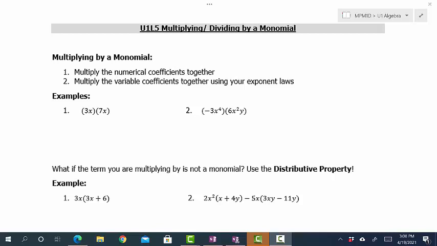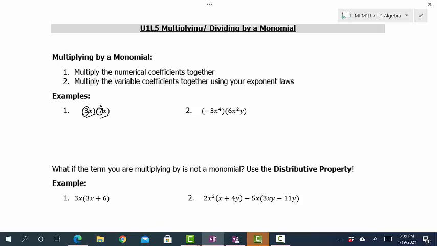So a monomial is a polynomial with just one term, and we're going to learn how to multiply by a monomial. All you do is multiply the two numerical coefficients first, so you multiply the two number parts together first, and then you multiply the two variables together. Usually you're going to have to include your exponent laws when you're multiplying variables together. Okay, so let's go ahead and do that.